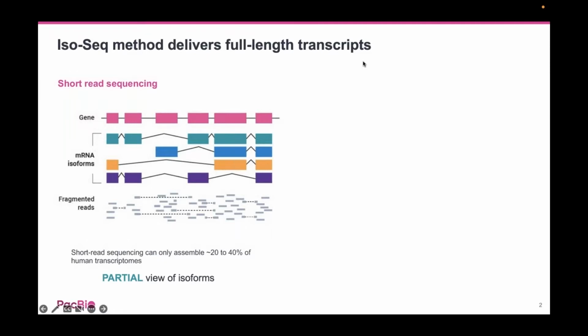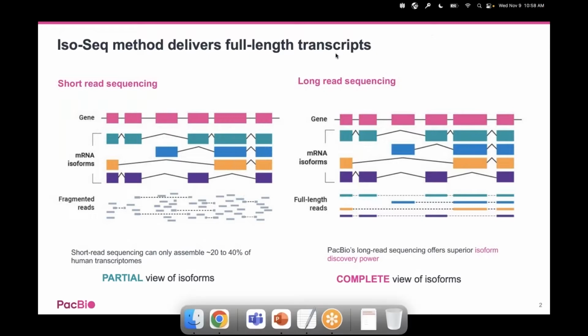But first, let's talk about what's different for using long-read sequencing compared to short-read sequencing for RNA sequencing. For RNA sequencing, when using short reads, cDNA have to be fragmented to be sequenced by paired-end short reads and then assembled computationally. This can only assemble 20 to 40% of transcripts, providing a partial view of isoforms. In contrast, using long-read sequencing, the Iso-seq method, PacBio can offer superior discovery power, giving a complete view of the isoforms.